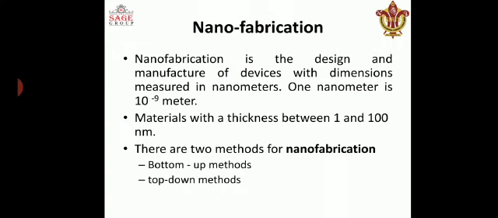There are two different kinds of methods for nanofabrication. The first one is the bottom up fabrication approach. The second one is the top down fabrication approach. The bottom up approach involves building the nanomaterial from the atomic scale, assembling material from atoms or molecules, where the material is built atom by atom.